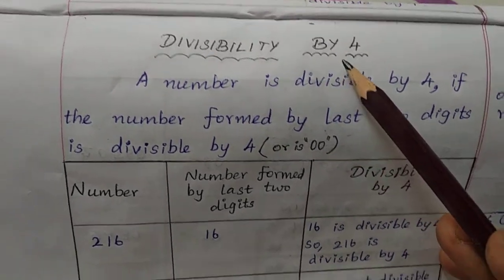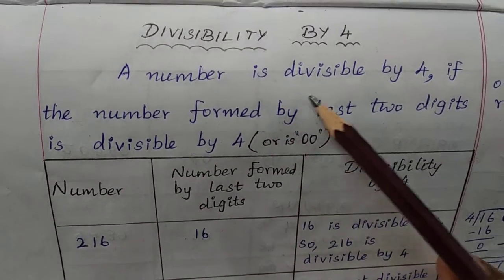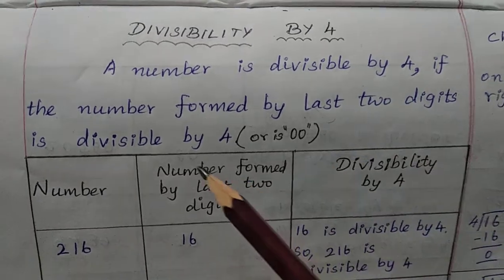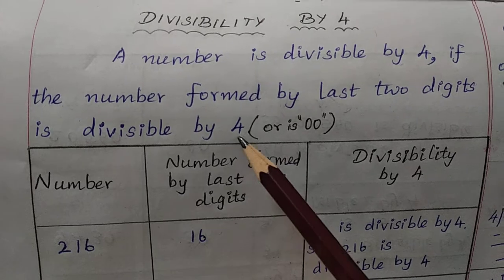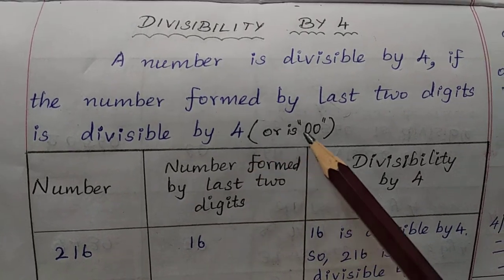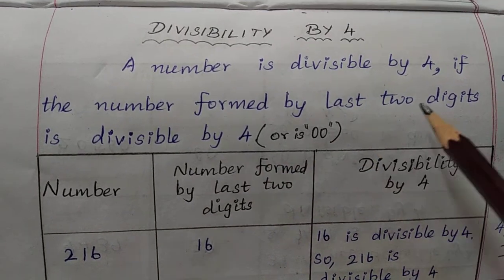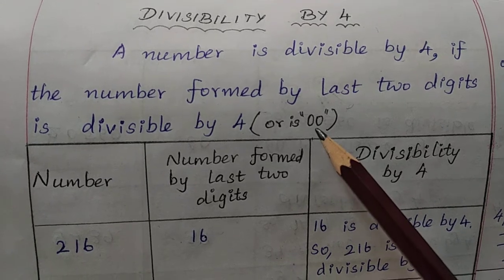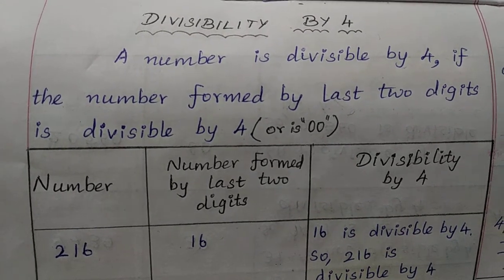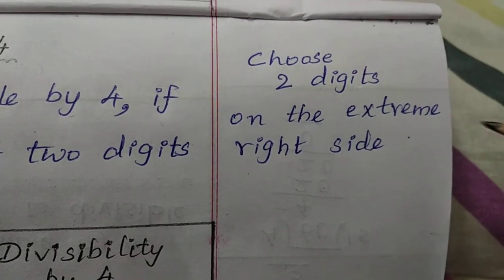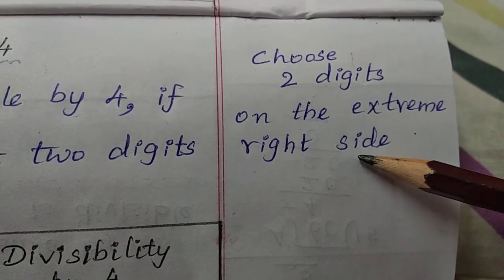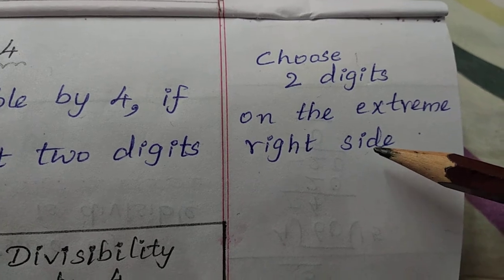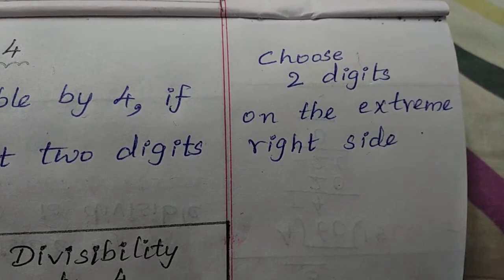Divisibility by 4. A number is divisible by 4 if the number formed by the last two digits is divisible by 4, or the number formed by the last two digits is 00. Always choose two digits on the extreme right side. Do not choose two digits on the left side.